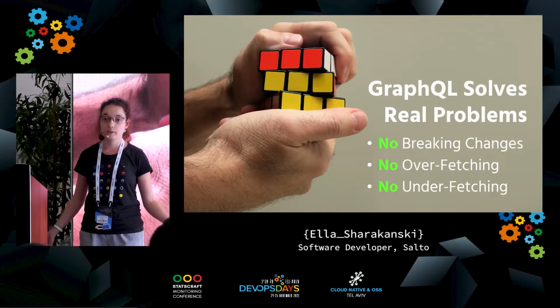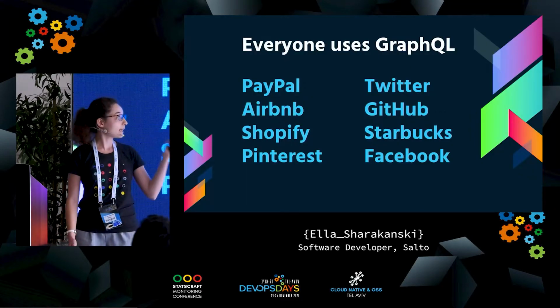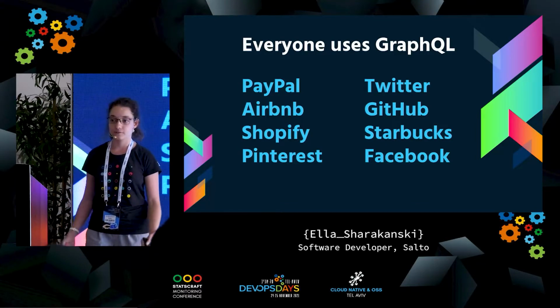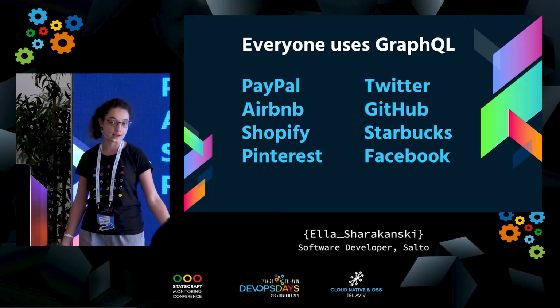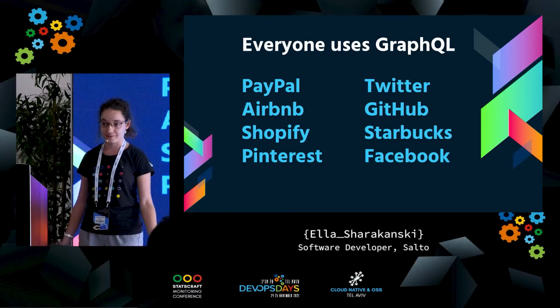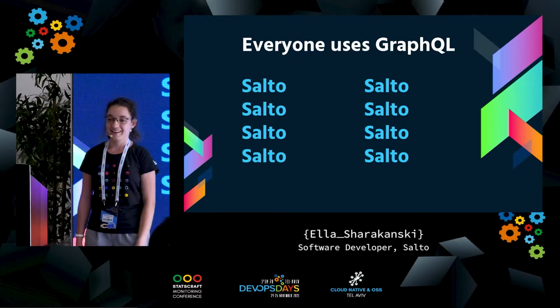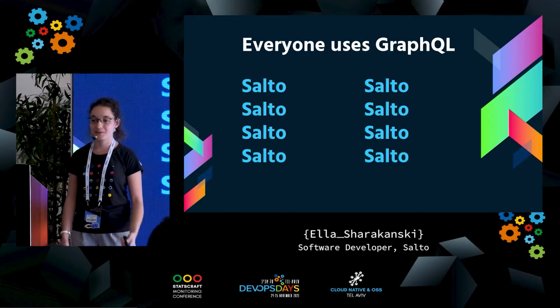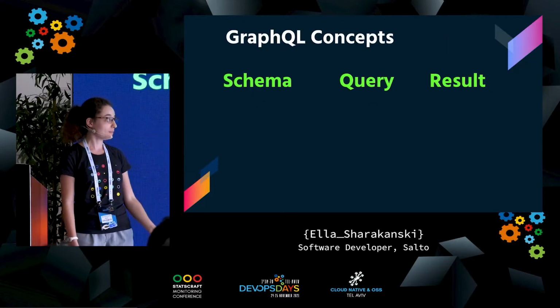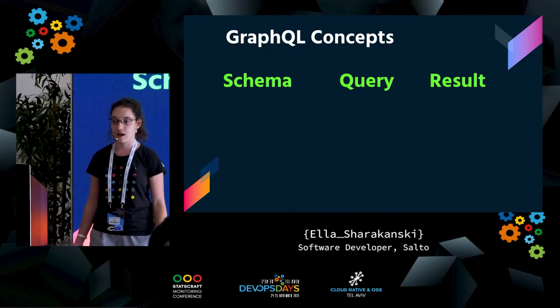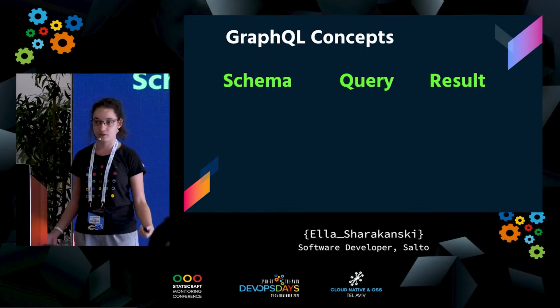No wonder so many companies use GraphQL, like PayPal, Twitter, Airbnb, GitHub, and of course, Facebook, or is it Meta now, who invented GraphQL. But most importantly, Salto. Okay, so by now, we've only seen three main concepts in GraphQL: schema, query, and result. And you can already see how powerful and flexible GraphQL is.